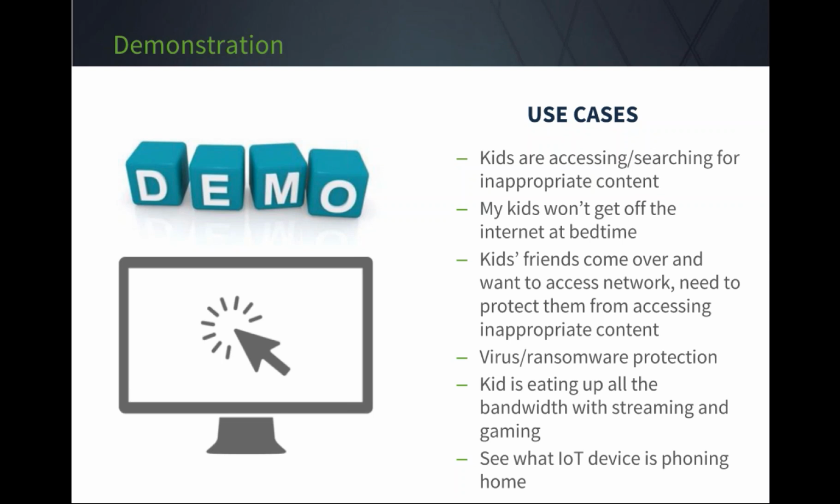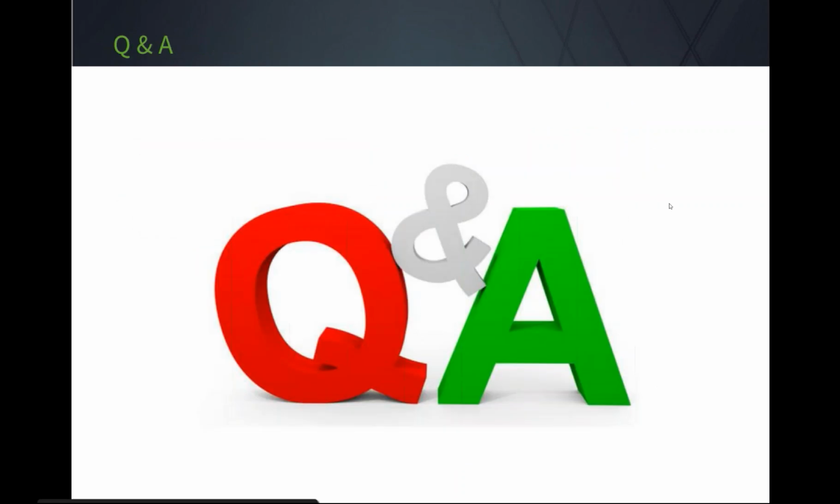Or your kids' friends come over, or guests come over and want access, but you also want to make sure that they're protected as well. Also, virus and ransomware protection. Your kids may be streaming and playing games all the time, so there are ways to prevent that. And also to see what Internet of Things devices are phoning home. So with that, I will pass it to Dirk.